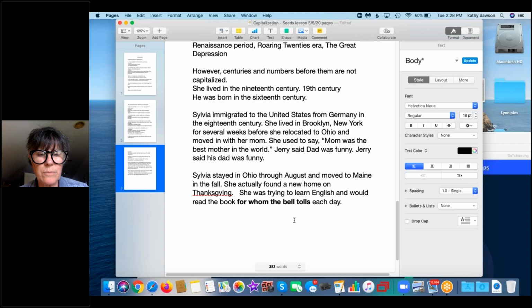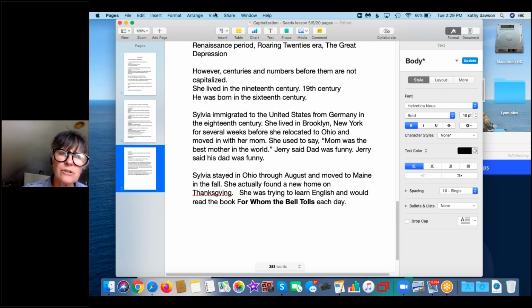Which words do you think would have to be capitalized? Bell, you say? Yep. Bell, tolls. For whom the bell tolls, for... It's the whole thing. I thought it was just bell tolls. Oh yeah, no, because I've never heard of it. Would you capitalize the? No. Very good. Excellent.